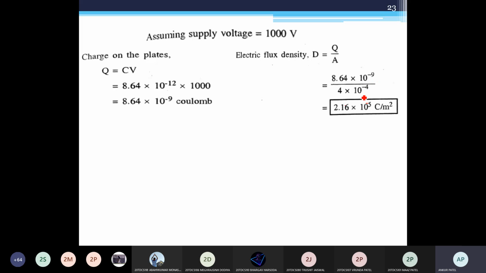Okay, so we have 10 raised to minus 5. So just correct here. This is your 10 raised to minus 5.